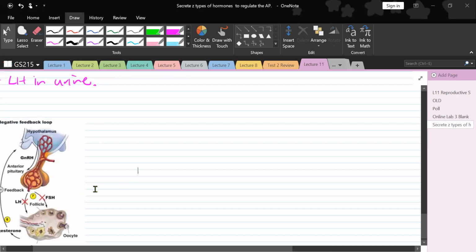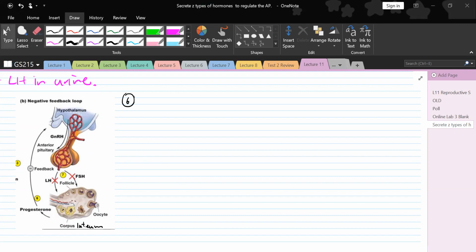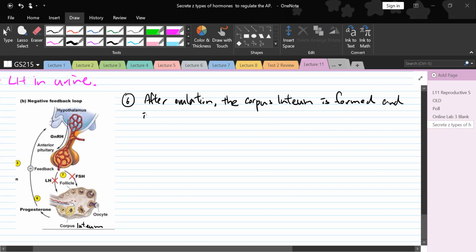All right, so that was ovulation. After ovulation, the remaining material is going to become the corpus luteum. So that's number 6 here. We're trying to describe what happens after ovulation: the corpus luteum is formed, and it releases progesterone.